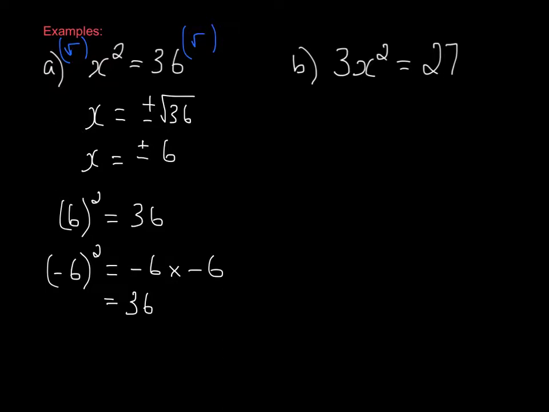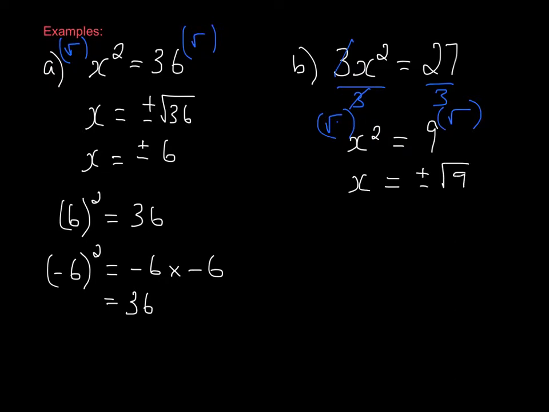Let's look at example B. We have 3x squared equals 27, but we want x squared by itself. That's the same as saying 3 times x squared, so we want to divide both sides by 3. That will cancel out the 3, because 3 divided by 3 is 1. We're left with x squared equals 27 divided by 3, which is 9. Now we need to take the square root of both sides because it's the inverse operation of squaring a number. Then we get x equals plus or minus the square root of 9, therefore x equals plus or minus 3.